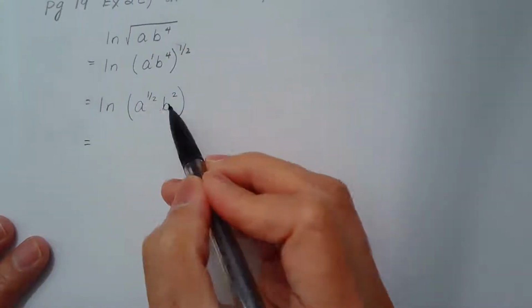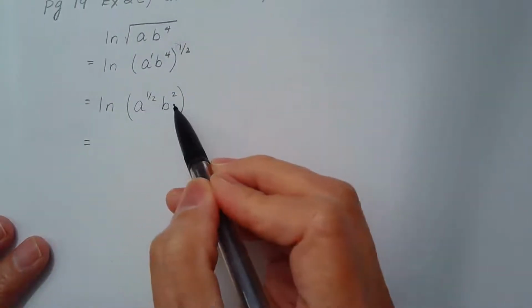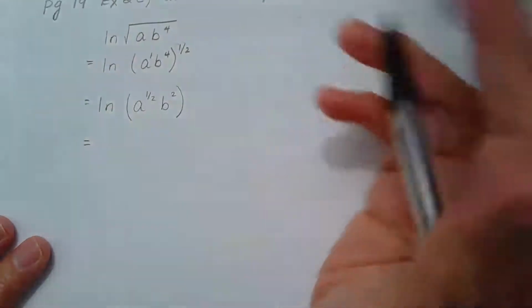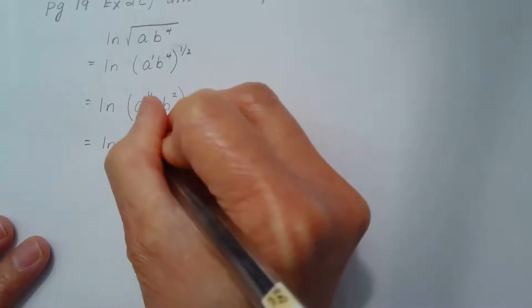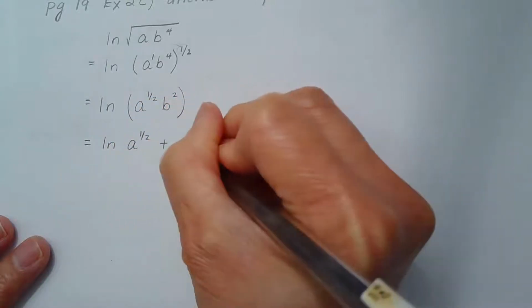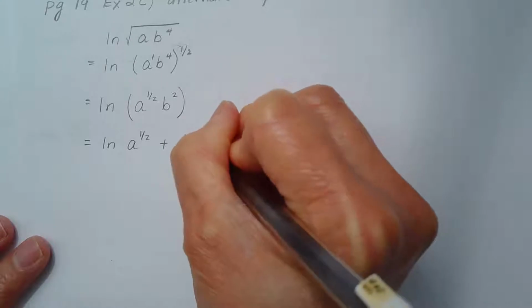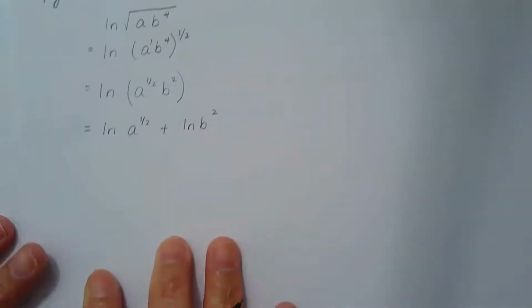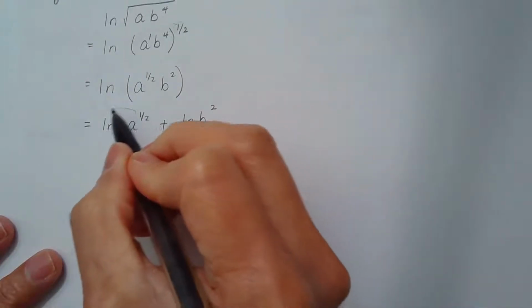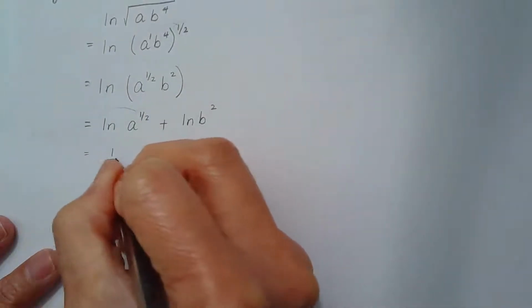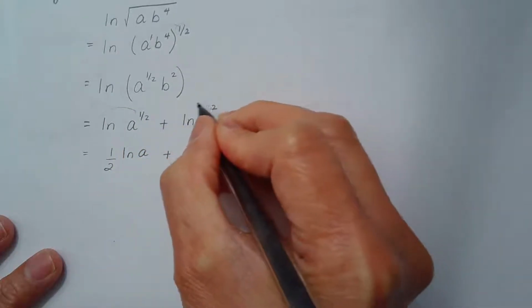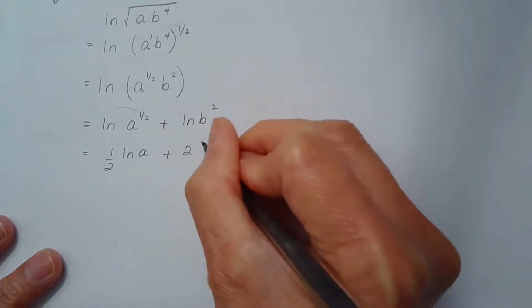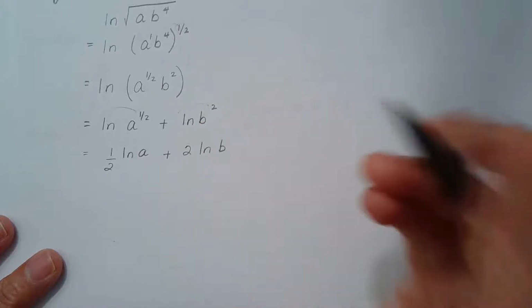Now I have this one. I can see that these two are being multiplied, so I can split them up into the sum of the logarithms. So natural log of a to the 1/2 plus natural log of b squared. Okay, now I have this 1/2. I'm going to bring it to the front, so I can go 1/2 natural log of a plus, and I bring the 2 to the front, and that's going to be 2 natural log of b.